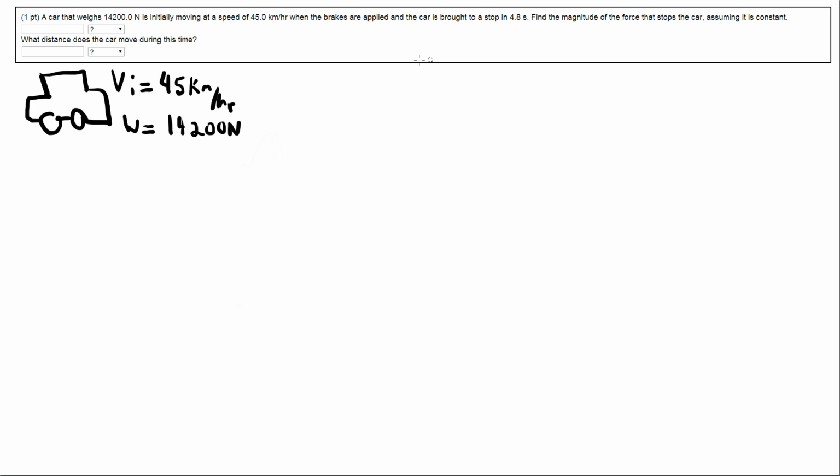We know that when the brakes are applied and the vehicle is brought to a complete stop, the final velocity is going to be 0 meters per second. By the way, afterwards we're going to convert the VI to meters per second in order to be able to solve the problem. Anyway, back to what I was saying. We're given that the final velocity is going to be 0 because it's brought to a stop in 4.8 seconds.